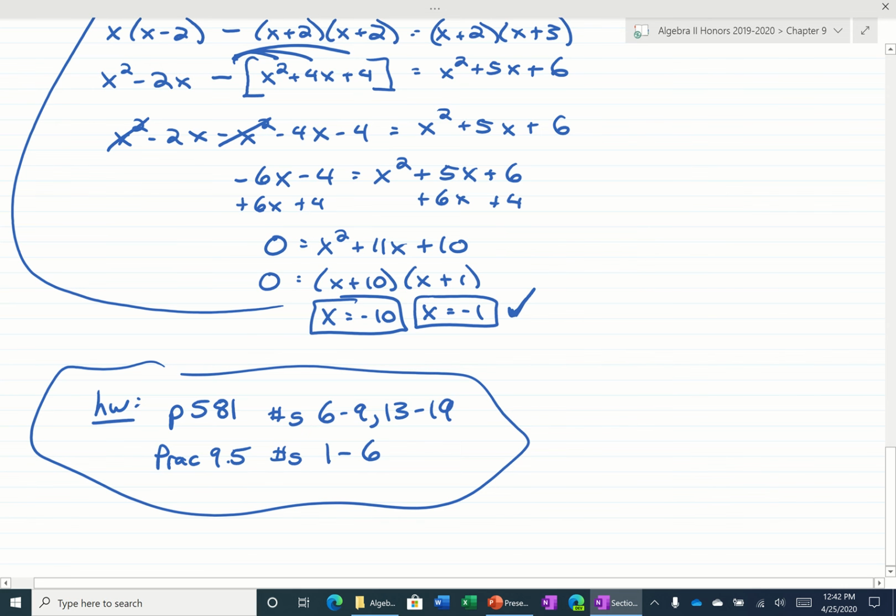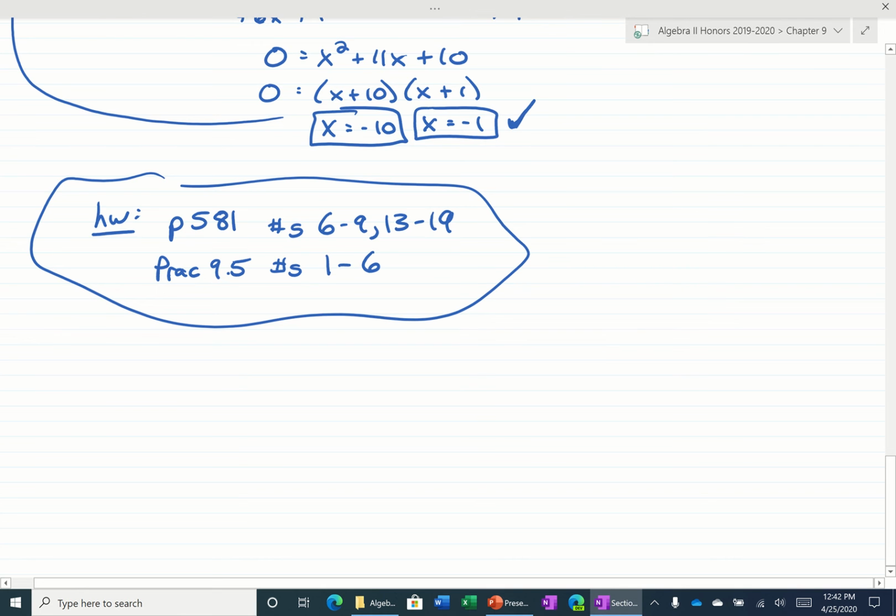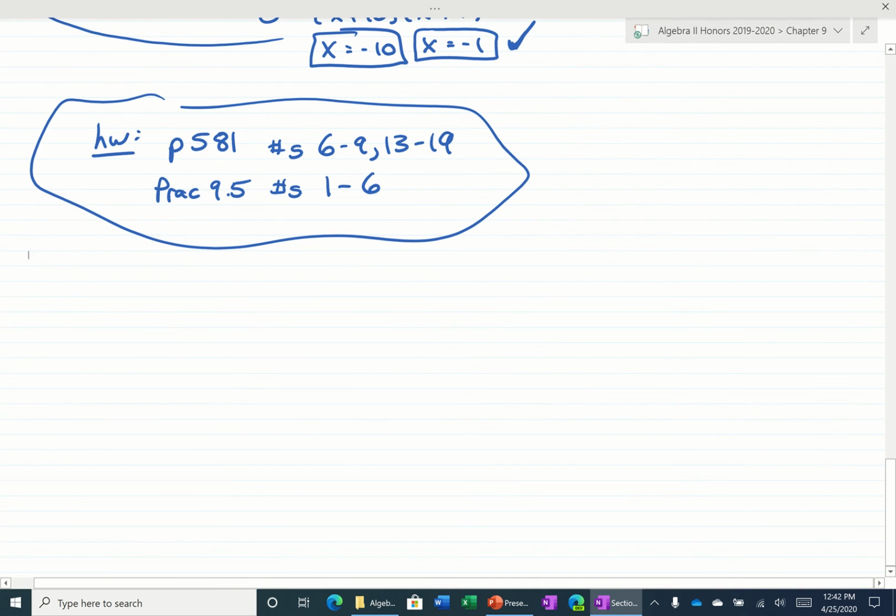Alright, so we'll take a look at the homework here. And let's see. Page 581, I asked you to do 6 to 9. So let's see what this looks like for number 6.